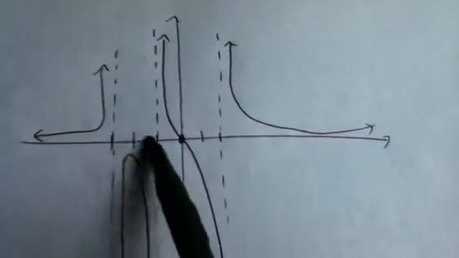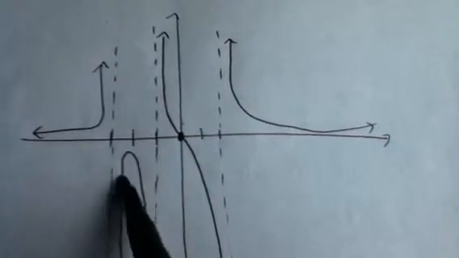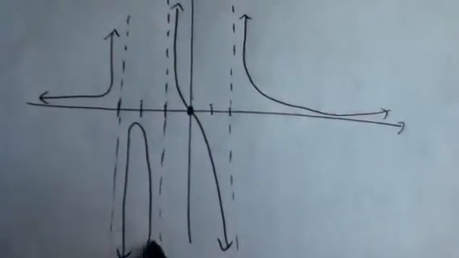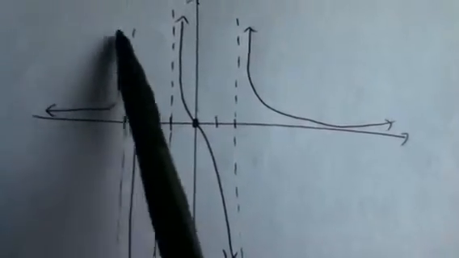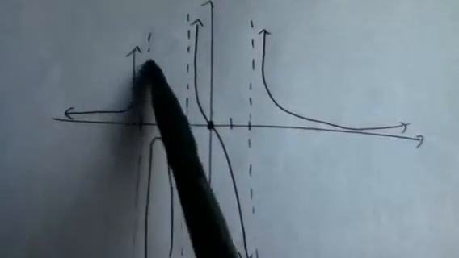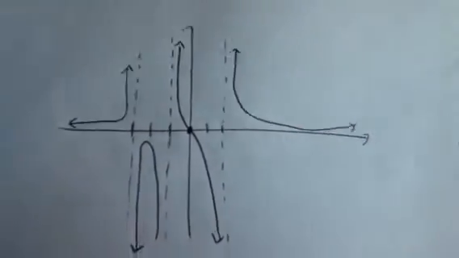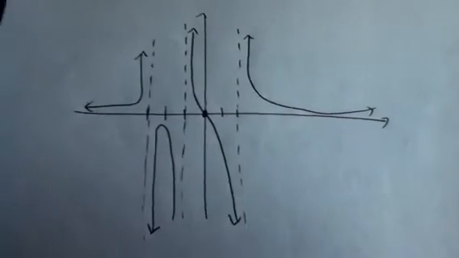Comes up, it can't find a place to cross the x-axis, so it has to turn back around. Then it has to jump again, and then it can't find any way to go across, so it just looks like that. That is your graph.